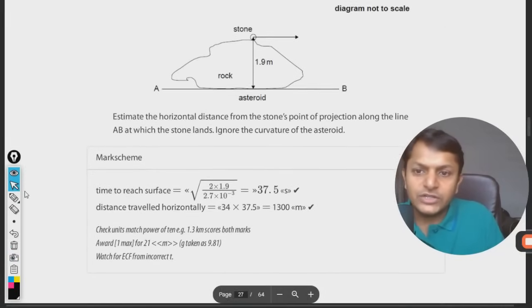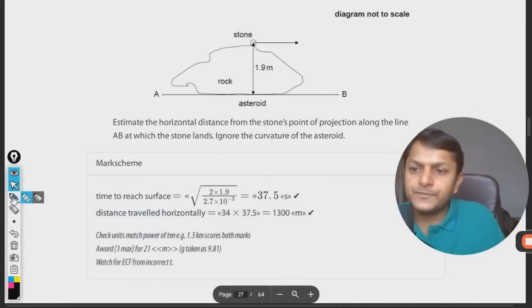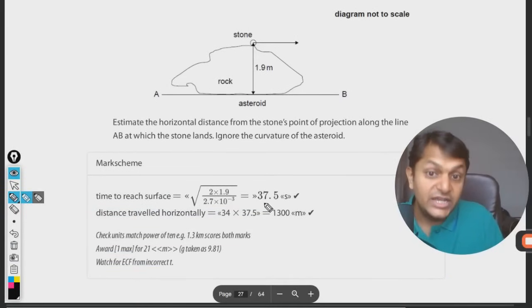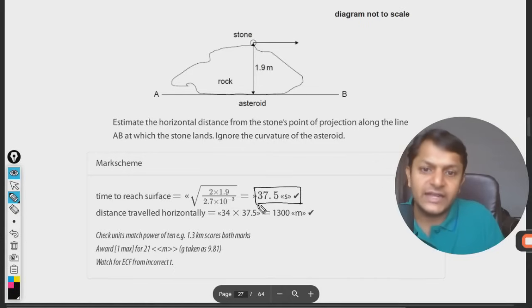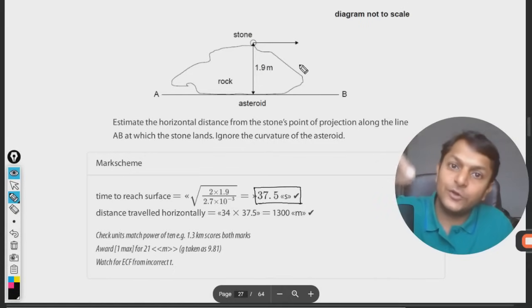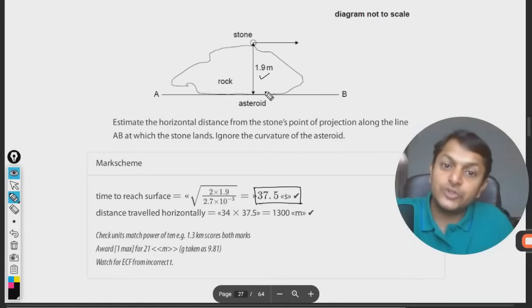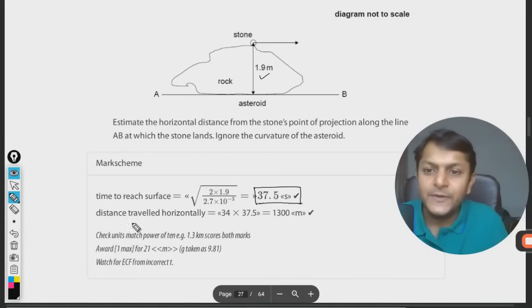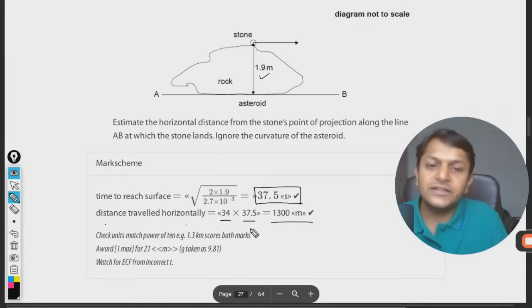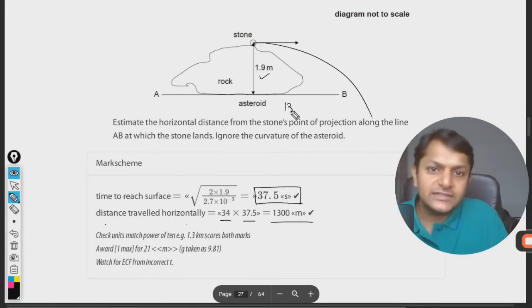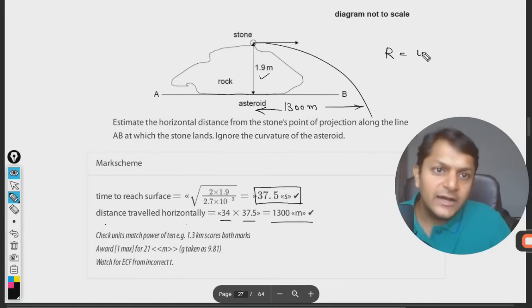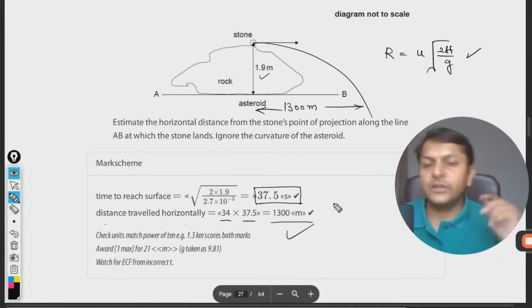Let's see. So this is how they have done. The time to reach, like 2h by g, which is 37.5 seconds. The stone is falling very slowly, although it is just 2 meters of the height, but still stone is taking nearly 40 seconds to fall to the surface. You can just imagine what is the gravity there. Distance traveled horizontally, it will be the speed into time. That is 1300 meters. That's it. So it is going like this. So the distance here is 1300 meters. Exactly the same thing that I did. I have just written the formula root of 2h by g. So you can just use this formula and you can plug in these values.